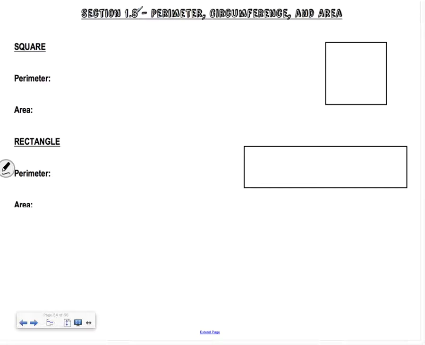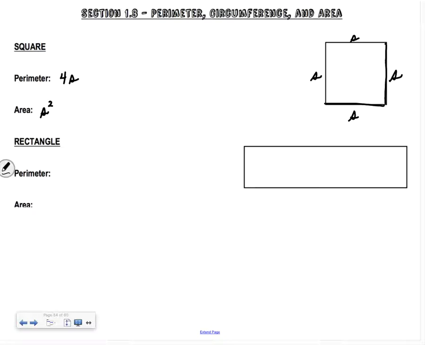The first thing we're talking about is a square. I usually label it with S's, but my S's look like 5s. One of my students told me to use the little cursive S's one time, and I thought that was brilliant. So my perimeter would be S plus S plus S plus S, so it ends up being 4S. And my area is going to be my length times my width, which is S times S, so we write S squared.